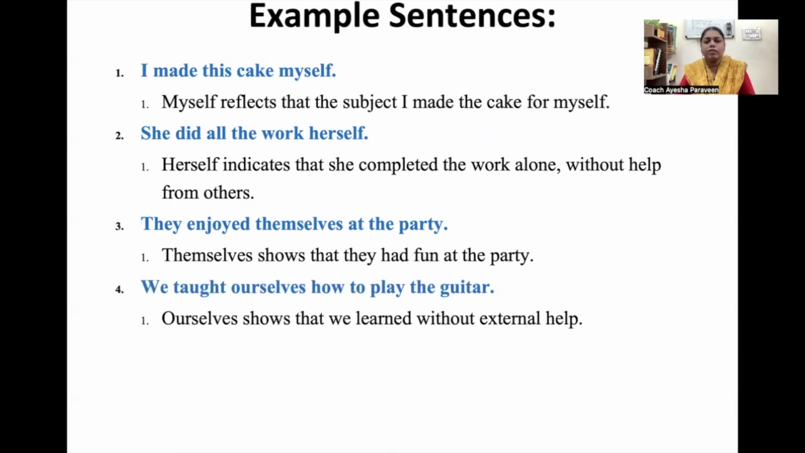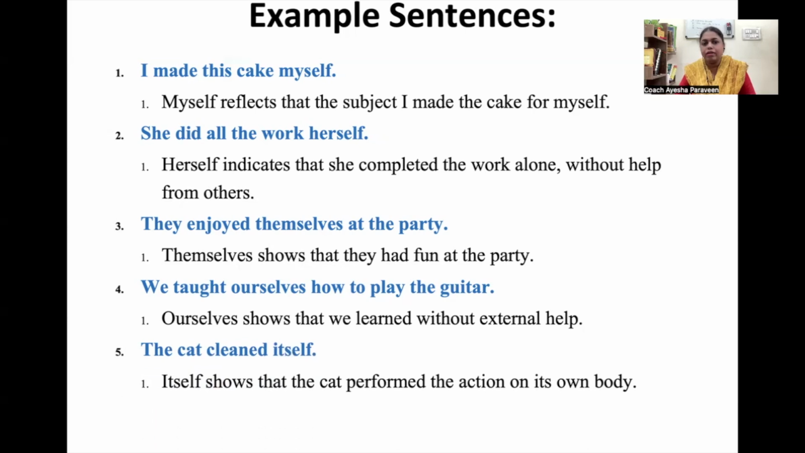We taught ourselves how to play the guitar. Ourselves shows that we learned without external help. Nobody helped us to learn guitar. We learned ourselves. The cat cleaned itself. Itself shows that the cat performed the action on its own body. So: I myself, he himself, she herself, they themselves, we ourselves. So the cat, or any object, itself.